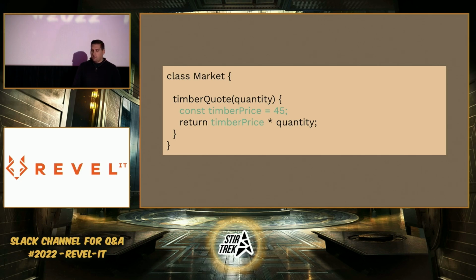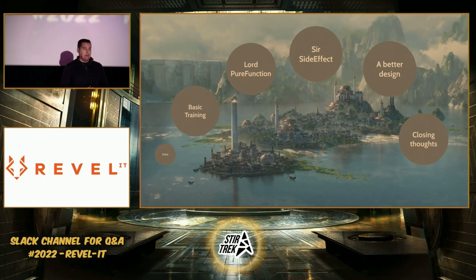If I am to call the timber quote function with 100 as the quantity that I'm passing in, I will always get 4,500 back as a return value. And those properties, the properties of a pure function, make for easier testing. So whenever we can, it's not a bad idea to try to write pure functions to encapsulate the logic in our programs.